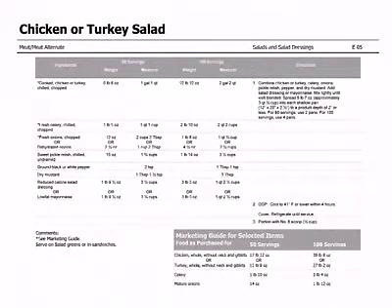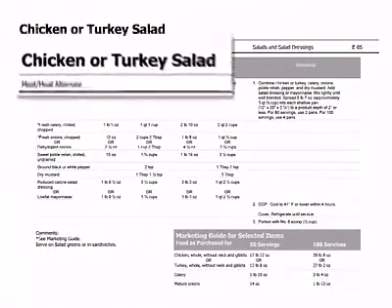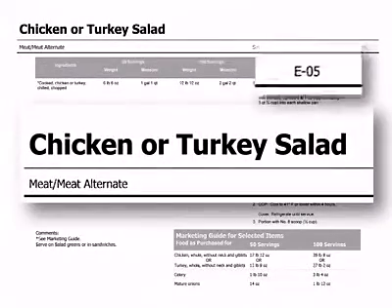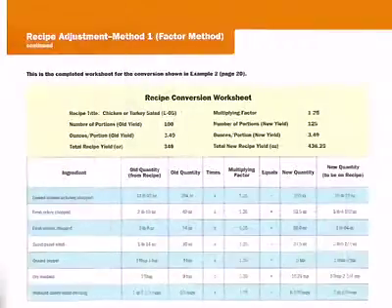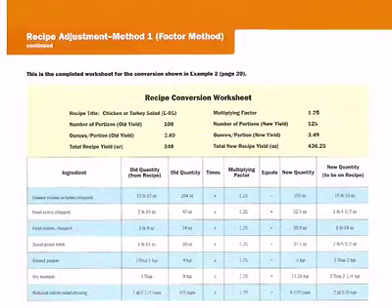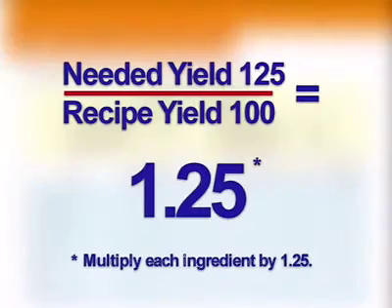Now, using our recipe for Chicken or Turkey Salad E05, for example, let's adjust the recipe to increase the yield from 100 to 125 servings. Divide the number of servings needed, 125, by the number of servings the recipe yields, which is 100. The answer is a multiplying factor of 1.25.